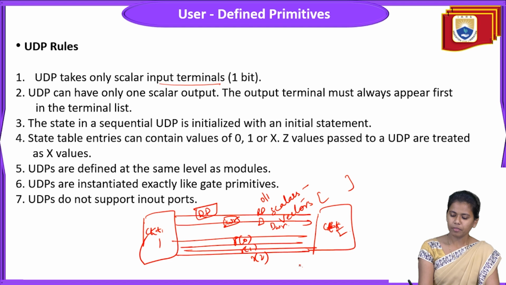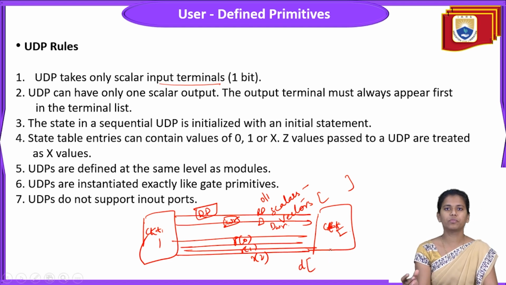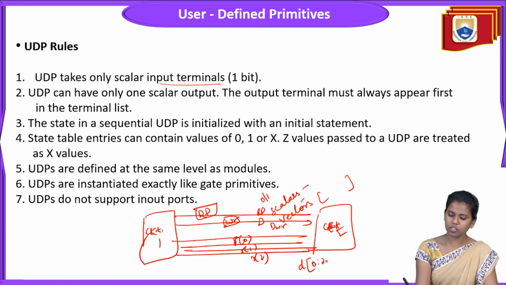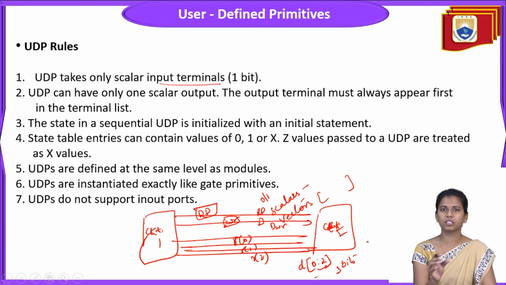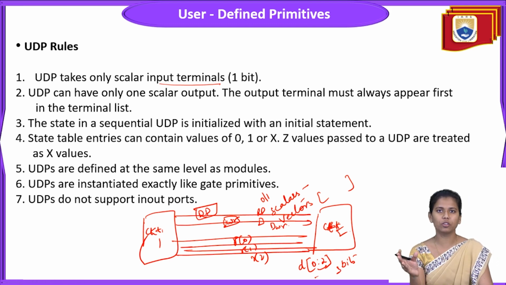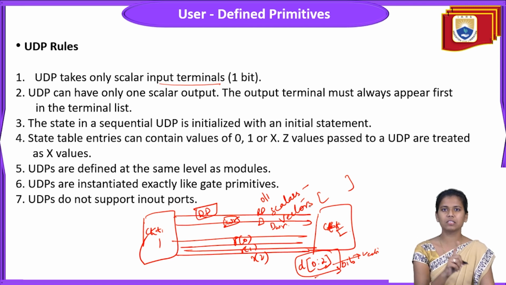Here, how many bits are transferring between the two circuits? D of 0 to 2, where D is a register and 0 to 2 are the bits. So totally 3 bits of information are transferred from circuit 1 to circuit 2, all together. That's the reason we call it a vector. Whereas here, a single bit is carried. Reading is done with 1 and writing is done with 0, so reading or writing could be done with either 0 or 1.